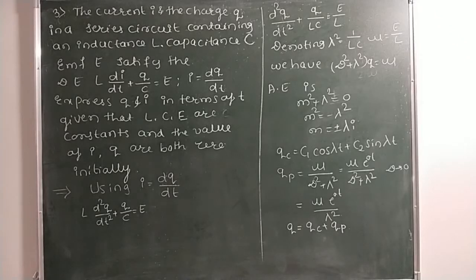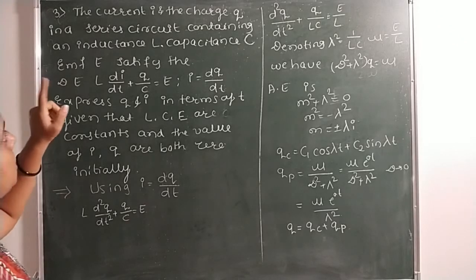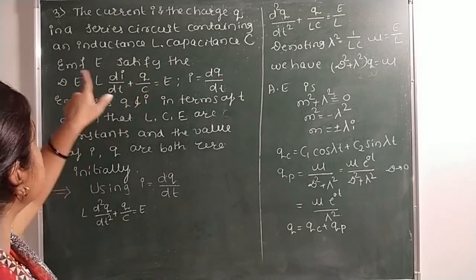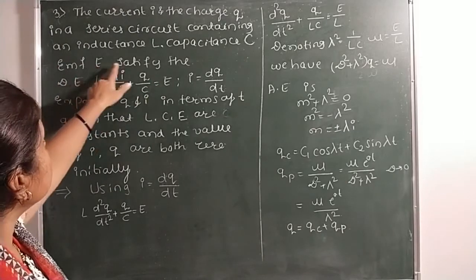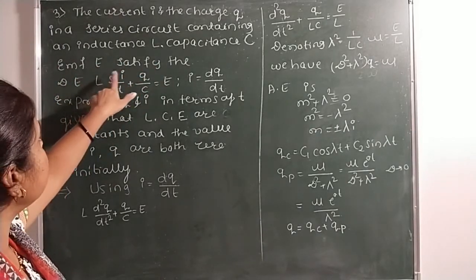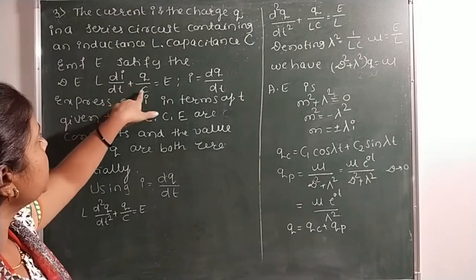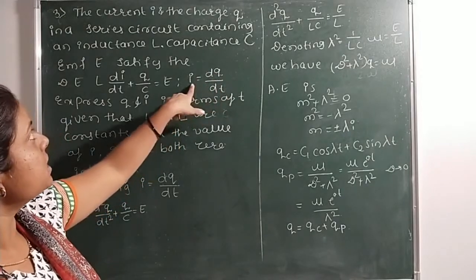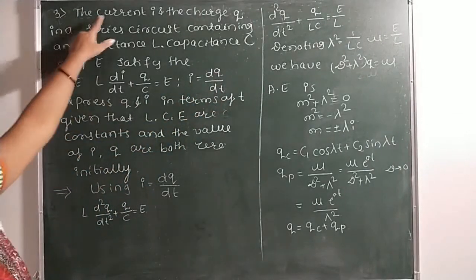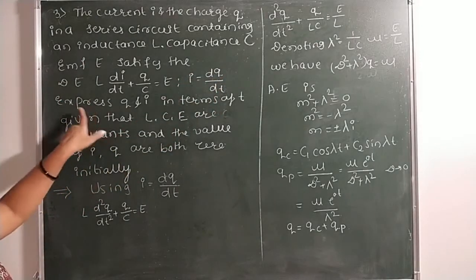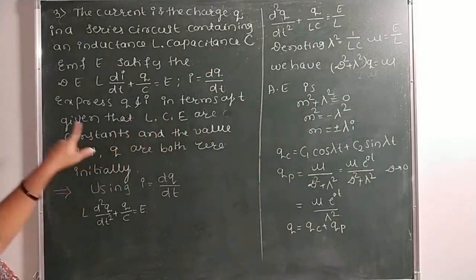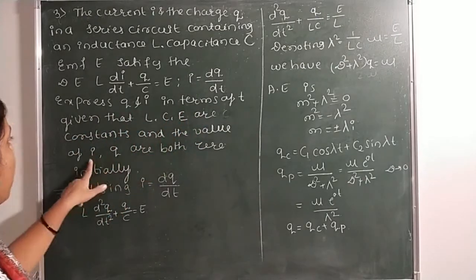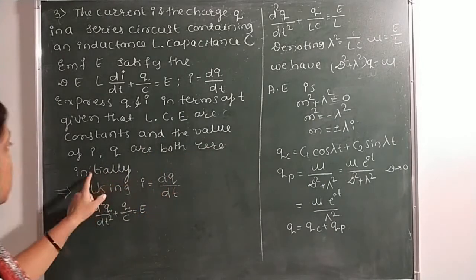The third example is the current I and the charge Q in a series circuit containing the inductance L, capacitance C, and EMF E, satisfying the differential equation L di/dt + Q/C = E. I is nothing but dQ/dt, the current flowing through time. Express Q and I in terms of t, given that L, C, E are constants and the values of I and Q are both 0 initially.